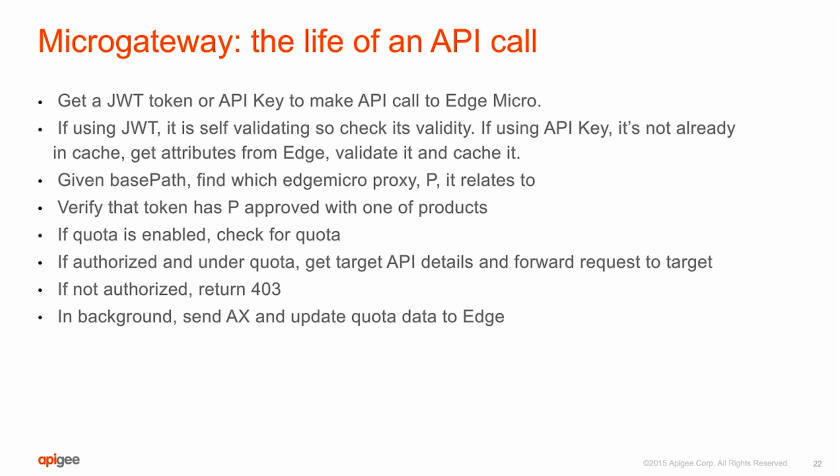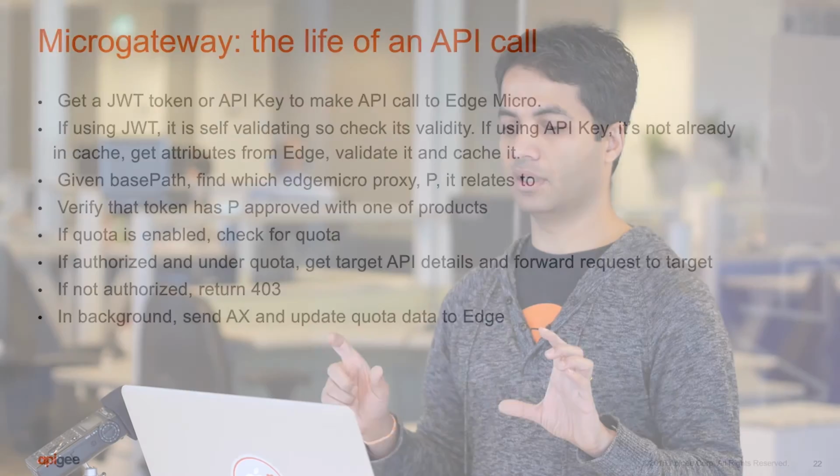If the quota is enabled, then we'll check for the quota. If you exceeded the quota, it will give you a 403 error. If you have enabled the spike arrest and it has exceeded the traffic that you expect, then it will also return 403. And in the background, it's syncing the analytics data and the quota data to Edge. So that's the life of an API that is flowing through Edge Microgateway.